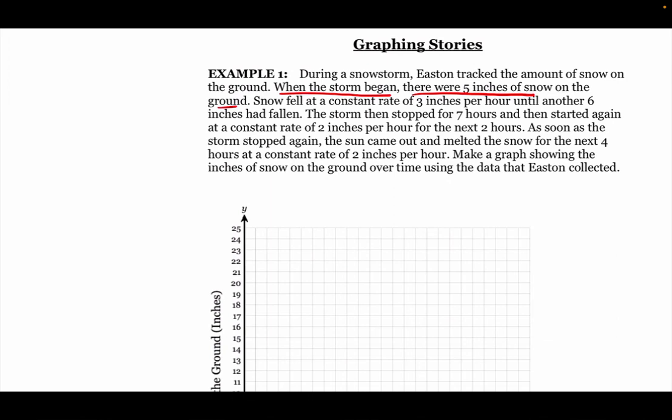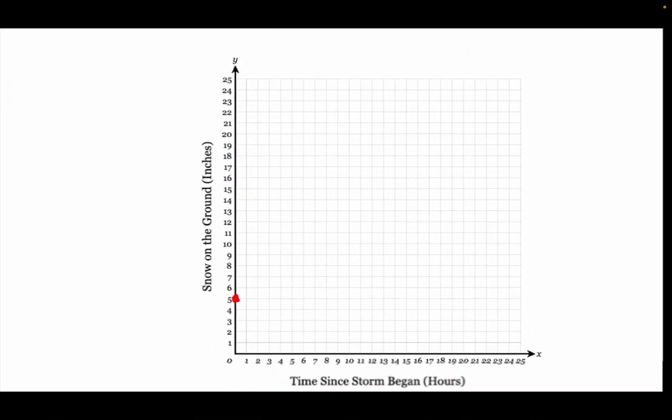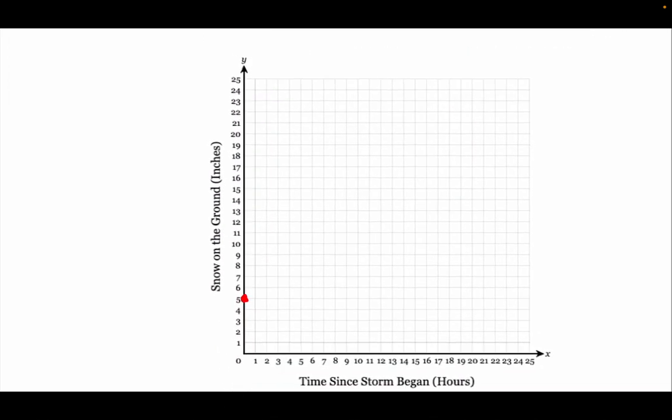Perfect. How long is it doing that? Until it gets another 6 inches. So 2 hours? So, where do we need to go? How many inches are on the ground right now? 5. So another 6 inches would be how many? 11, right? So we need to go to 11. 11 is right there, right? So we're going to go from this dot up to 11.